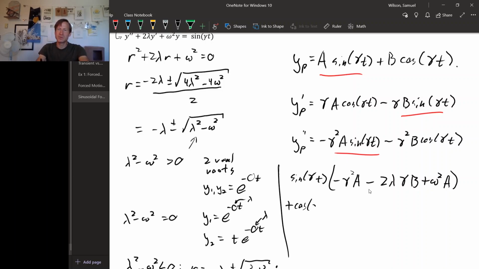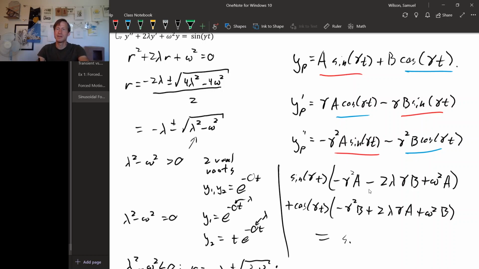Okay, then there are our terms with cosine. There are 3 terms with cosines, here, here, and here. So from the second derivative, we get a minus gamma squared b. From the first derivative, we get a plus 2 lambda gamma a. And from the 0th derivative, we get a plus omega squared b. And this all is supposed to be equal to the forcing on the right-hand side, which is sine gamma t.